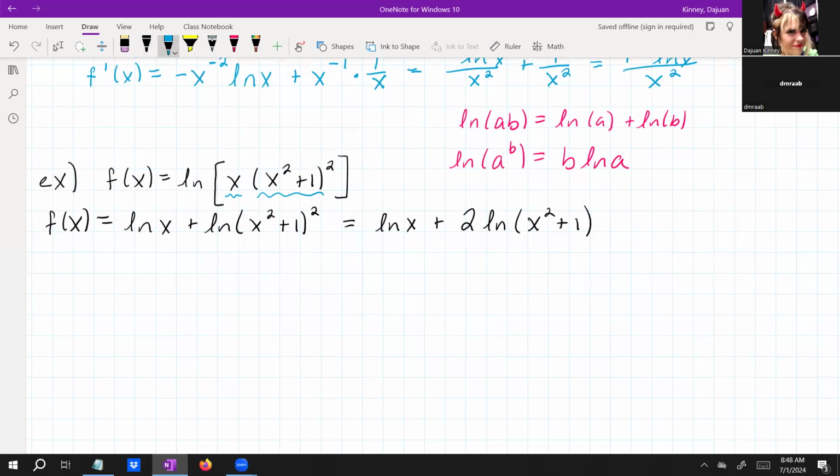So f prime of x equals the derivative of natural log of x, which is 1 over x, plus 2 times the derivative. Okay, the derivative of the inside is 2x over the inside.